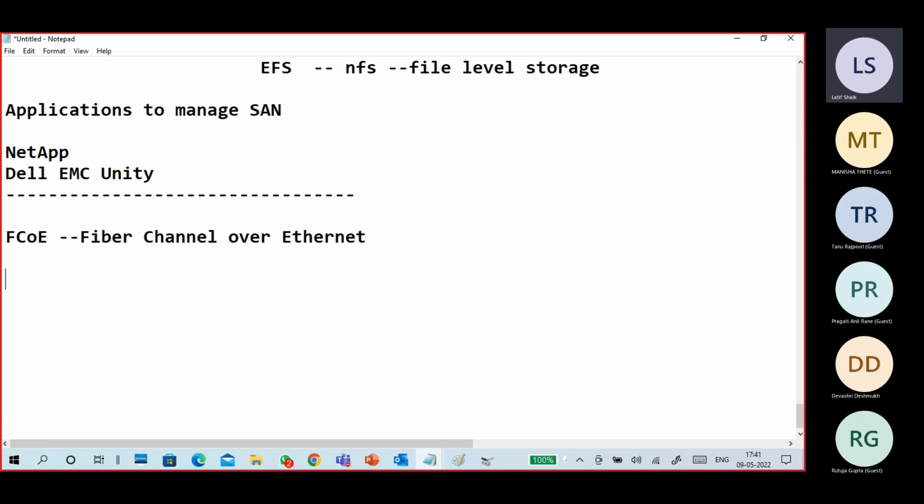Okay, like this. Next, HBA, another important word if you are on a server, right? HBA, host bus adapter.